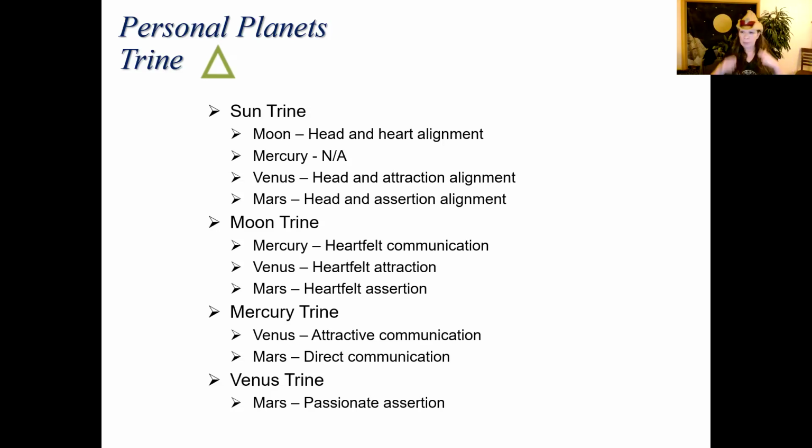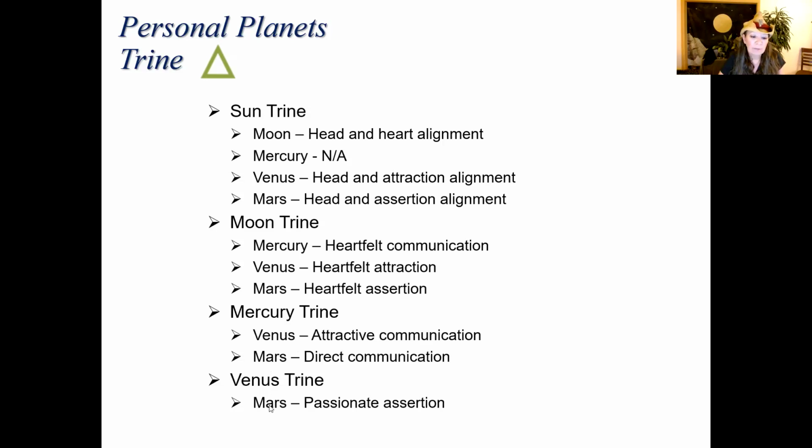Mercury trine Mars, being in the same element, earth, air, fire, or water, is going to be a very direct communication. They're not going to pull punches when they say something to you. Communication, Mercury, Mars, let's get it done. Very direct. And the only thing we have left is Venus. Here's Venus trine the sun, and here is Venus trine the moon, and here's Venus trine Mercury.